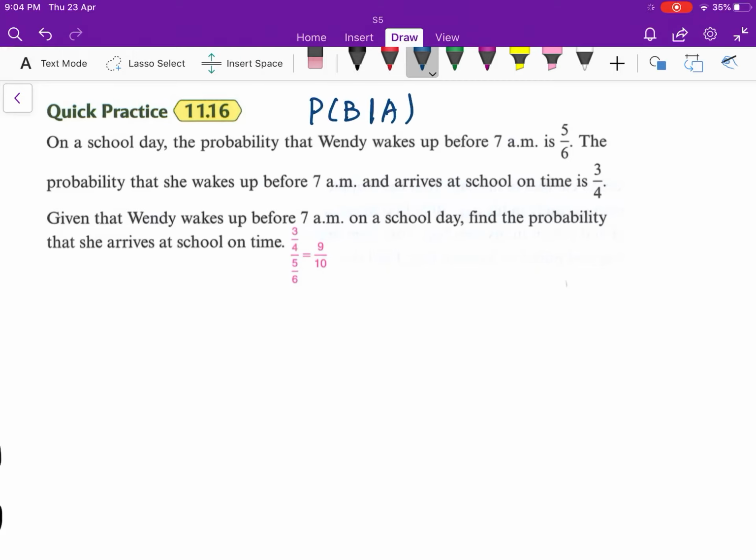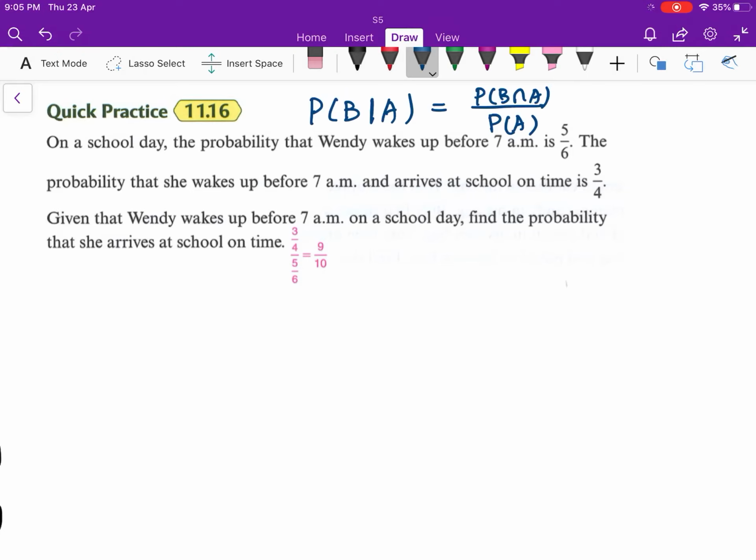The probability of B given that A will equal the probability of B and A over the probability of A. Remember this. Now let's take a look at quick practice 11.16. Let's see how to do it.